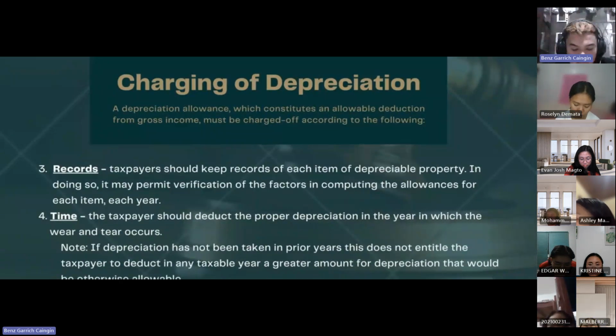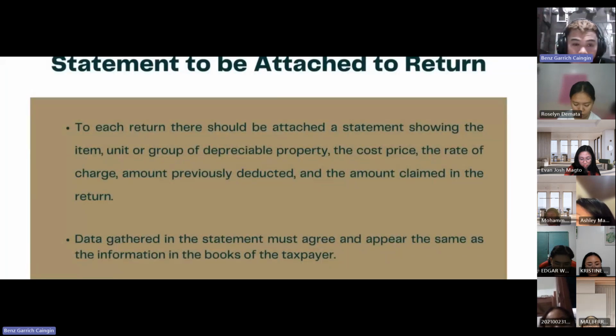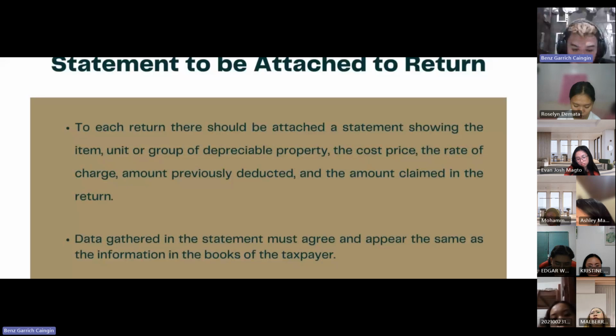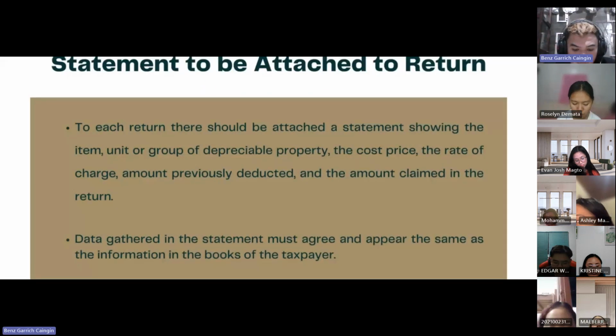Next topic we'll be talking about is the statement to be attached to the return. When depreciation charges are claimed, to each return there should be attached a statement showing the item, unit, or group of depreciable property, the cost, the price of charge, the amount previously deducted, and the amount claimed in the return.